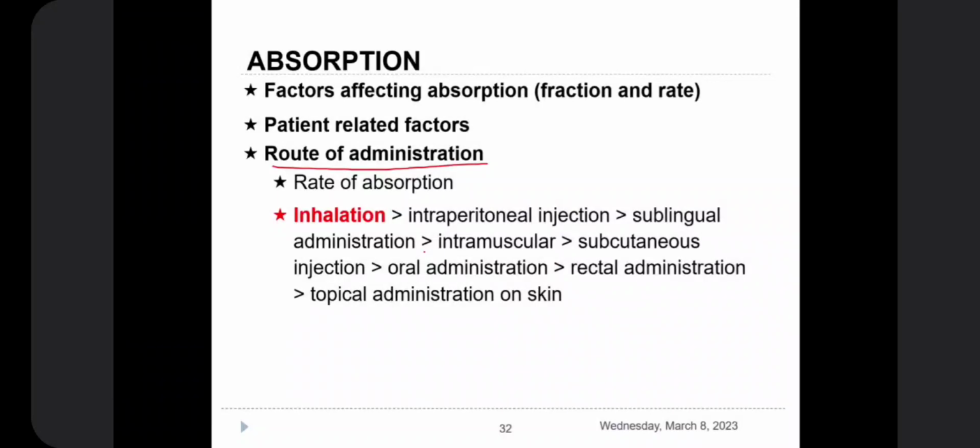Okay, next are the patient-related factors affecting absorption. One is the route of administration. The fastest, the quickest, is inhalation. Because inhalation goes directly into the respiratory system, the alveoli have very thin walls and are very close to the circulation. So inhalation is the first one, the most rapid.